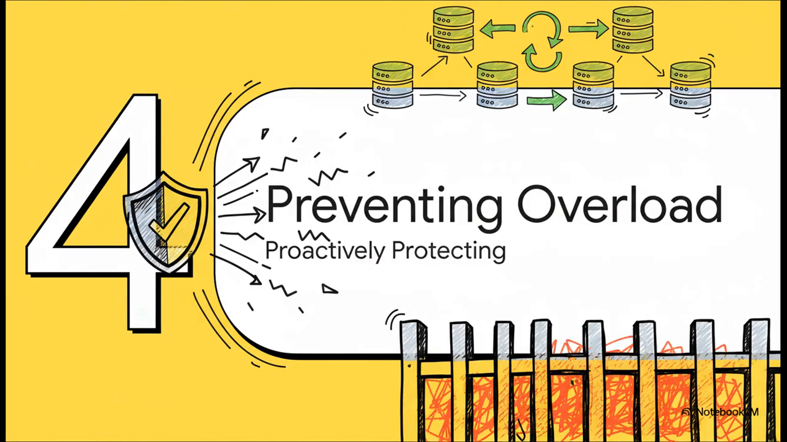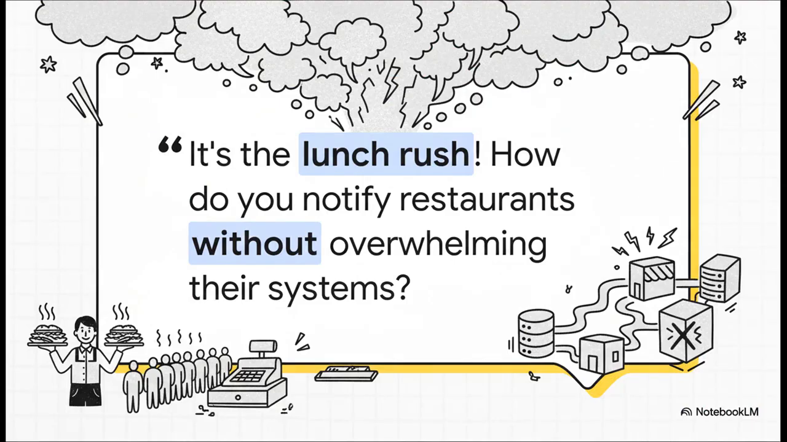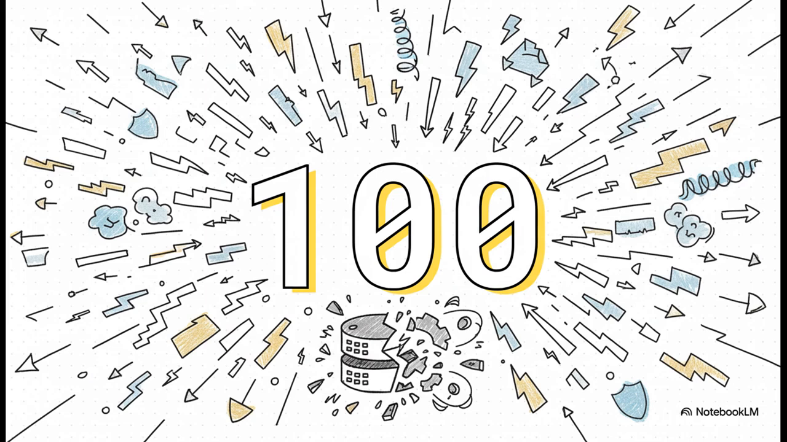So far, we've been reacting to failures. Now, let's totally shift our thinking and talk about how we can proactively prevent system overload in the first place. It's the lunch rush at Quick Bites. Orders are just flooding the system. You need to notify each restaurant, but if you send all of those notifications at the exact same time, you could easily overwhelm a partner's system and crash it. Just imagine this, 100 concurrent requests, all trying to hit your notification service at the exact same moment. That is a recipe for a total disaster.